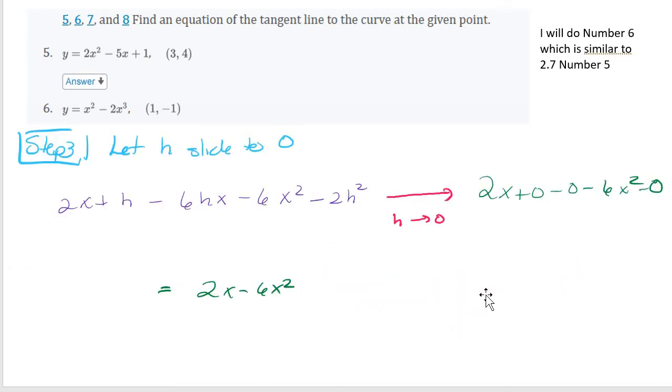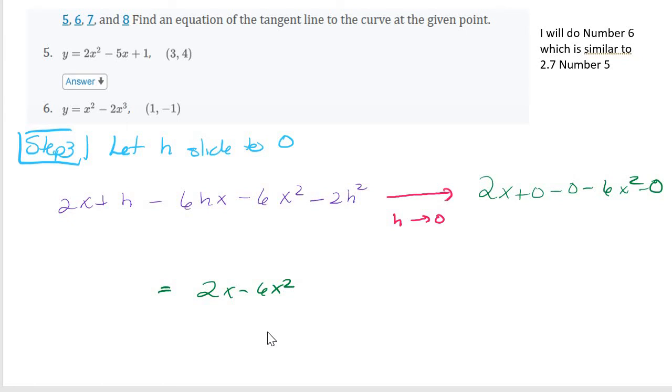So now the h's are gone, and I'm left with this. Last step is to let h slide to 0. So this is correct notation. It's a shorthand for actually writing limit. So I just put an arrow. It just means this converges to this as h approaches 0. So if I drop h equals 0 into this nasty expression, I'm just left with 2x minus 6x squared. And if you know how to do the derivative using the power rule already, you can check your work.